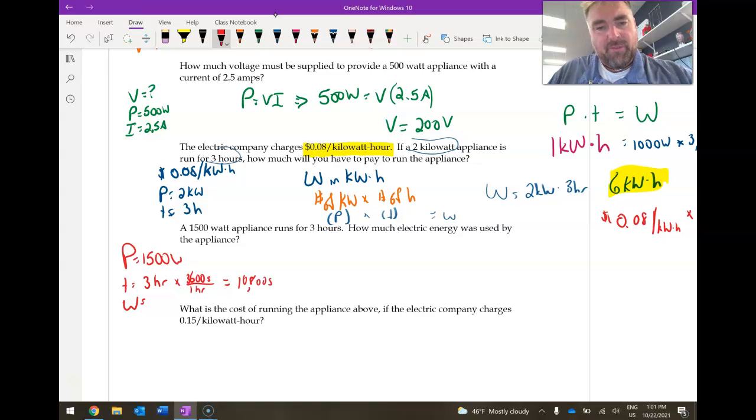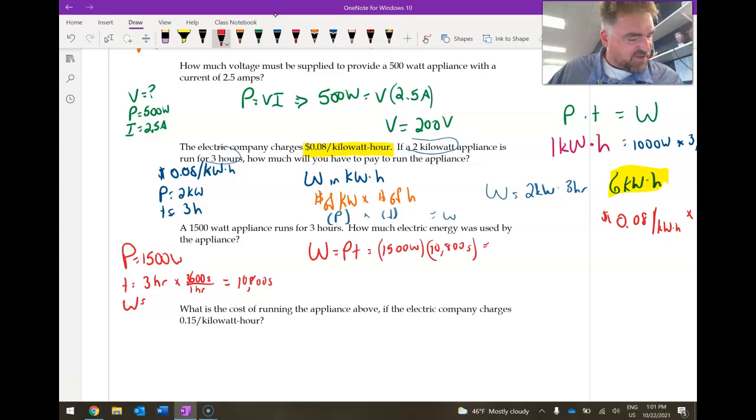And so if I were to find out how much electrical energy, W is equal to P times t. So I could make that 1,500 watts times the 10,800 seconds. And so that's going to give me 1.62 times 10 to the 7th joules when I do that. Now, that's the old school. That's our normal way. But we also have that new way of finding out the electrical energy.